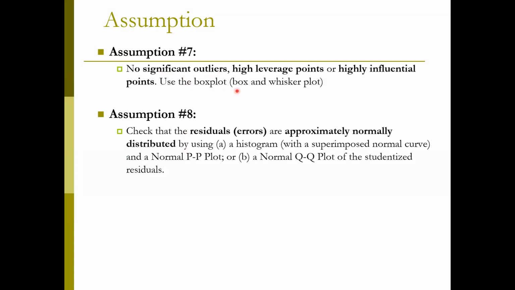So, to check for outliers, we use the box and whisker plot. I hope you remember the box and whisker plot. Assumption number eight, the residuals or the errors are approximately normally distributed. Remember normality? And to check for normality, you can use the histogram, the PP plot or the QQ plot.